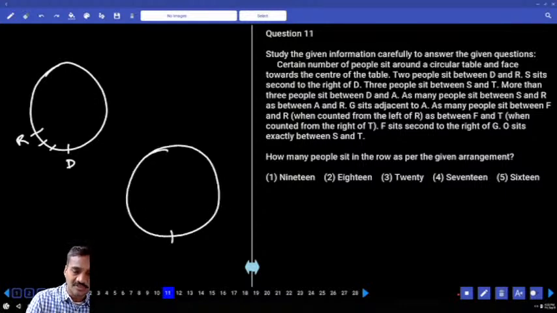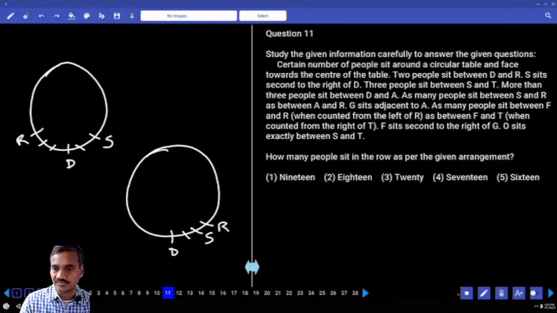And 2 people between D and R. S sits second to the right of D. S is seated second to the right of D. Here again, S is seated second to the right of D. And 3 people between S and T. 1, 2, 3. Now there are 3 people between S and T.